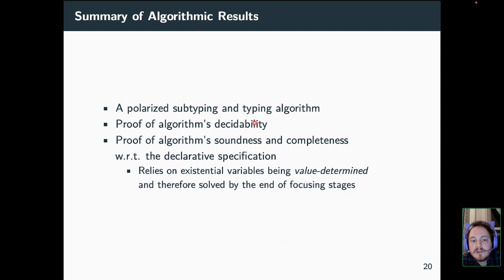For our algorithmic results, we provide a polarized subtyping and typing algorithm. We prove that it's decidable. We prove that it's sound and complete. And this relies on proving that all of the existential variables are solved by the end-of-focusing stages, which is possible to do because they're value determined.